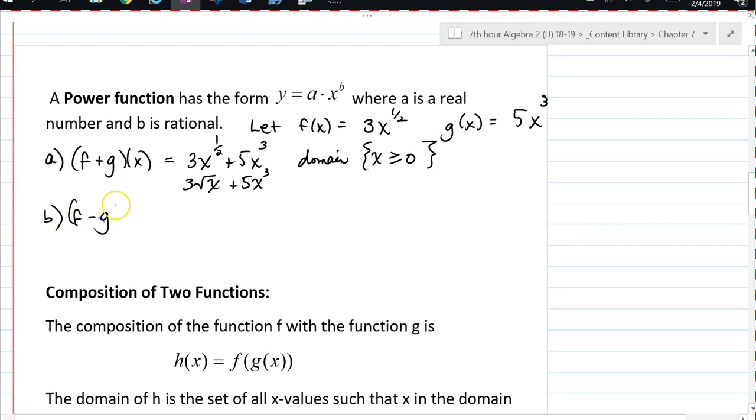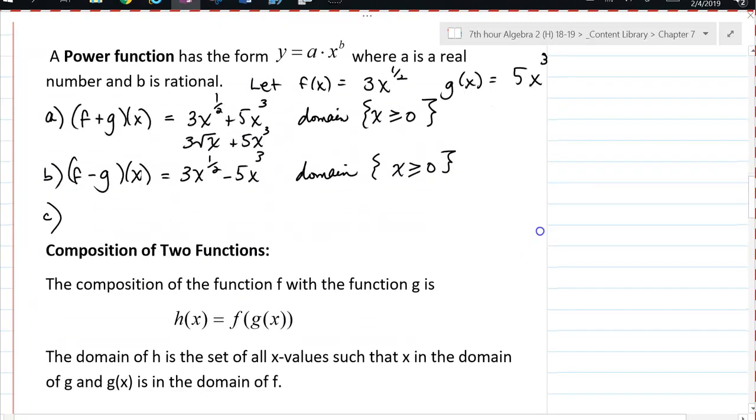And if we subtract the two functions, then we do the same thing. 3x to the 1/2 minus 5x to the 3rd. We recall that we cannot add those terms together because they are not like terms. And the domain is going to be the same because we have the same two terms in our answer.